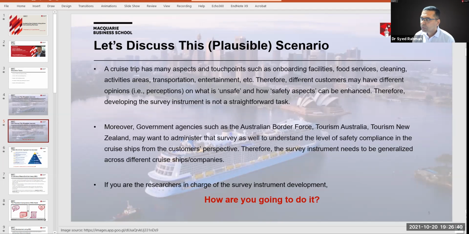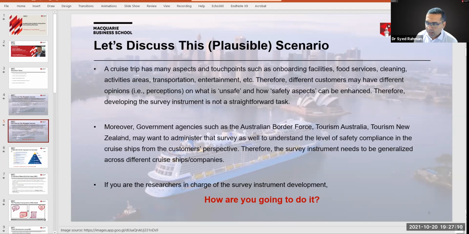Therefore, different customers may have different opinions or perceptions on what is unsafe and how safety aspects can be enhanced. Therefore, developing the survey instrument, or for example, scale, is not a straightforward task. It's not like we just put some items there and people say agree, disagree, and we do something. We have to go through a rigorous process.